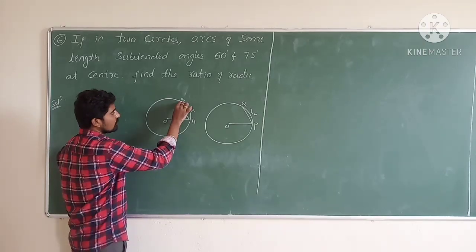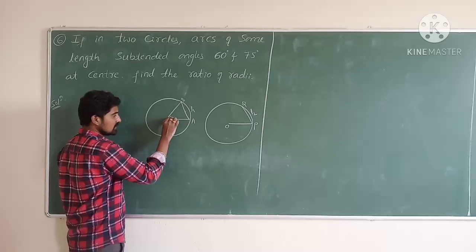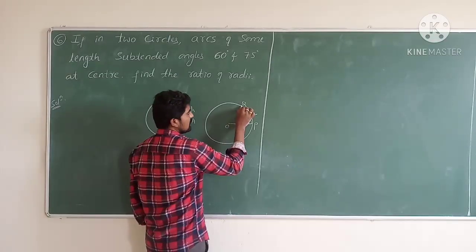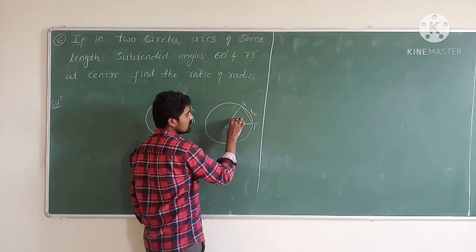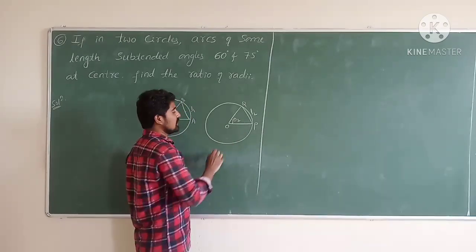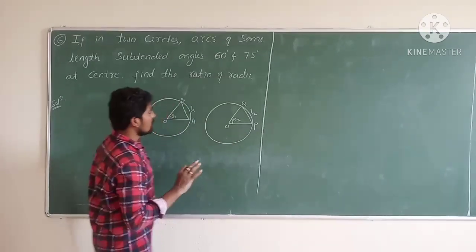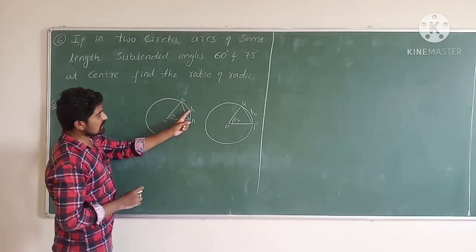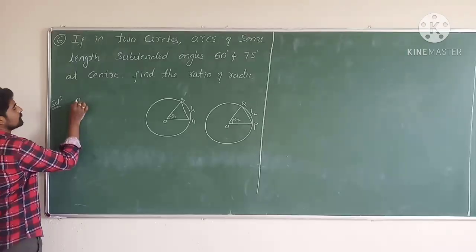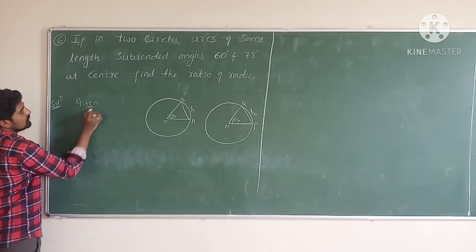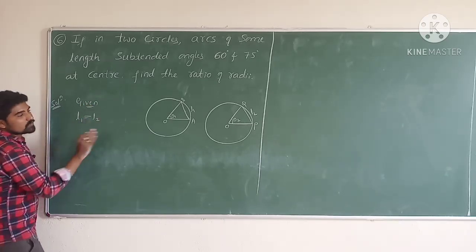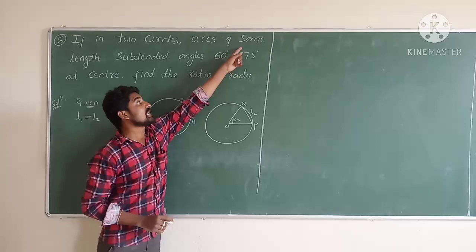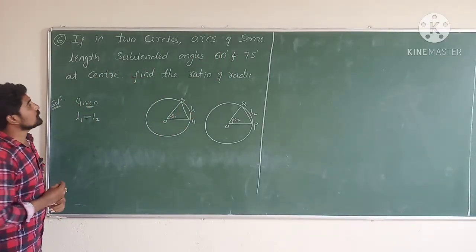Now join O and B. Let this be theta 1, the angle subtended in the first circle at the center, and now join OQ. Theta 2 be the angle subtended at the center of the second circle. Now according to it, arcs of same length means he has given that L1 is equal to L2. So what is the given condition? L1 is equal to L2. L1 and L2 are the arcs of the circles. He has given that both the arcs have same length. Therefore L1 is equal to L2.